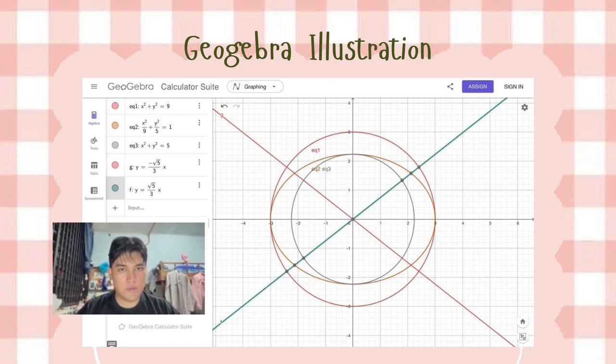And then x squared plus y squared equals 5. This is the equation of the smallest circle centered at the origin. Next, y equals negative root 5 over 3 x. This is the equation of the red line, which has the negative slope. And finally, the positive of it, which is y equals root 5 over 3 x, the positive slope line. So this is the GeoGebra illustration of the elliptical locus.